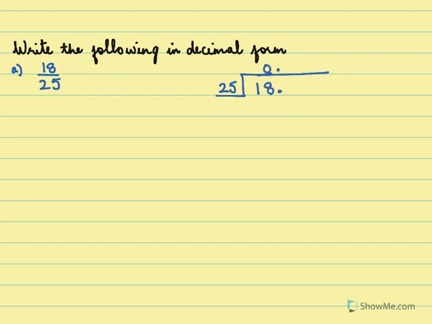Here will be 0 because 18 is too small. And I will take 0, and here will be 25 into 7 is 175. You subtract, you will get 5. Then you put a number of zeros. First 0 down. Now you write 75. 25 into 2 is 50.